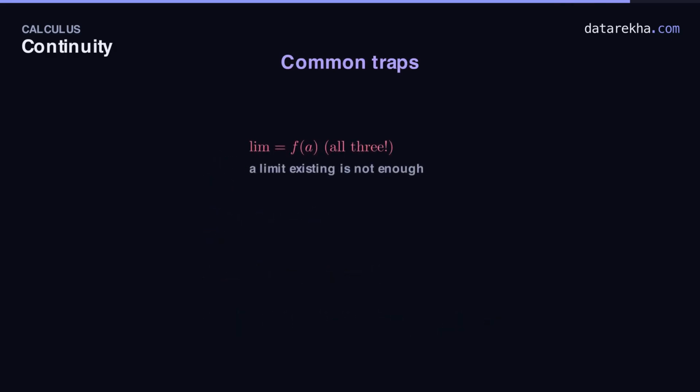Trap 1. Thinking the limit is the whole story. The limit can exist and still miss f of a. All three conditions matter. The value must actually equal the limit, not merely approach it. Trap 2. Confusing removable with non-removable. A hole is removable. Redefine one point and it's fixed. But a jump, where the two sides differ, can never be patched by any single value.